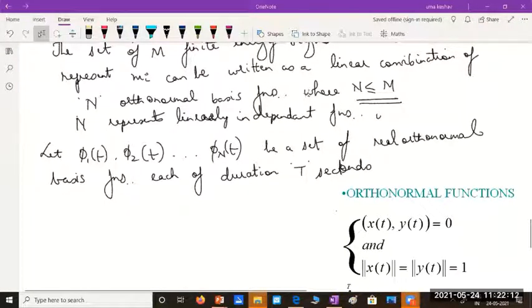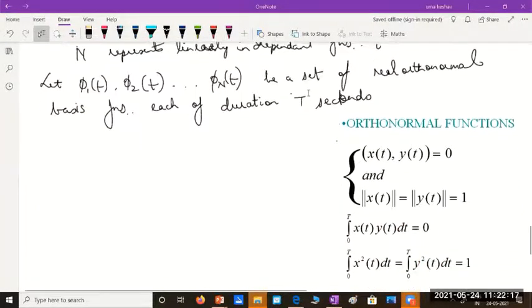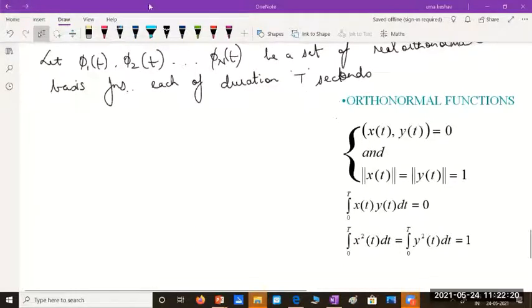So we have already discussed what orthonormal basis functions are. If you can recall, orthonormal basis functions are those which are defined like this. The inner product of the functions will be 0 and the energy of the functions should be 1. How do I write the inner product? If I have two signals x of t and y of t, their inner product is defined as the integral of x of t into y of t dt over the interval 0 to T.